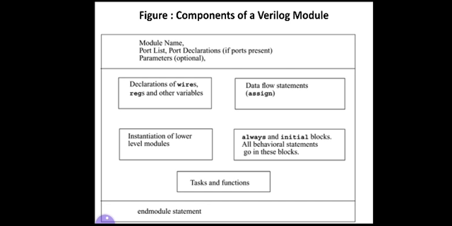Then we have different types of modeling concepts. Based on whichever modeling concepts you are using in your program, according to those modeling concepts the syntax and semantics will come. So for example, data flow statements, the assign is the keyword. Then instantiation of lower level modules. So this is gate level modeling or structural modeling. Then always and initial blocks, that is, all the behavioral statements are going to come in this block. Then if you have any tasks and functions, those are going to be used. So all these are internals.